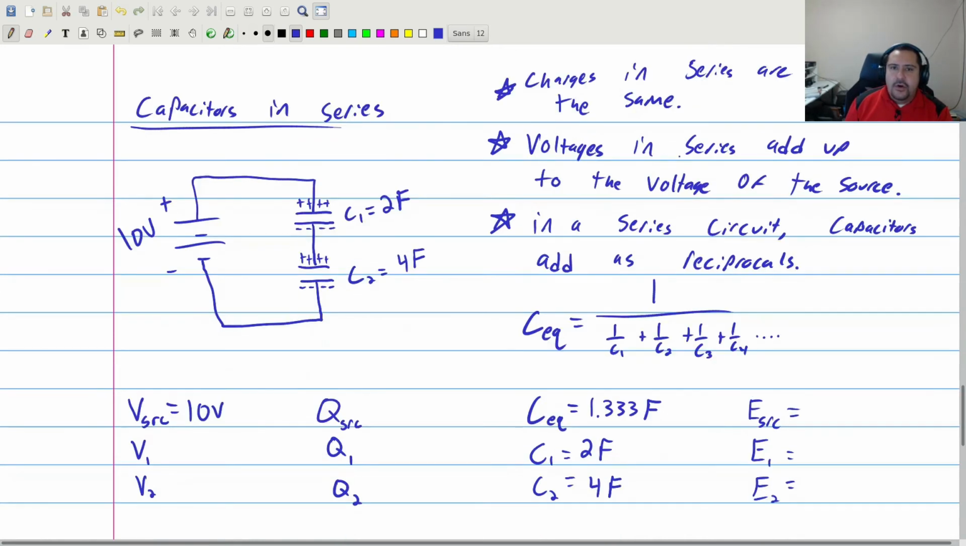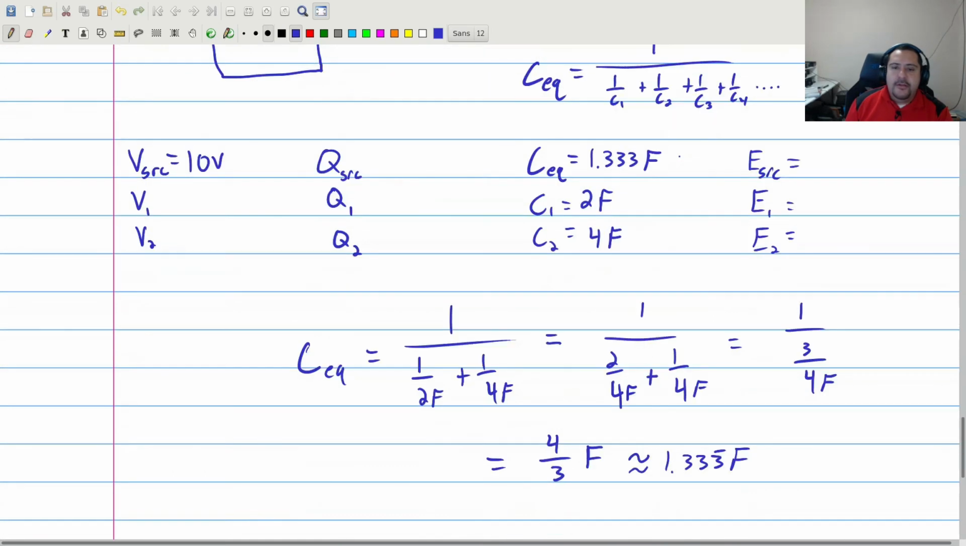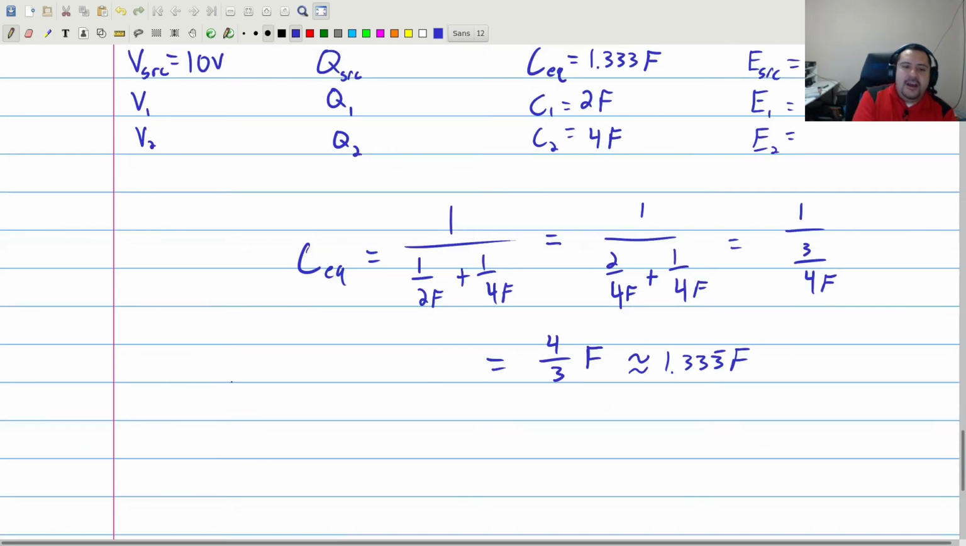Okay, so what is going to be Q of the source? Well, let's use CEQ to find out. Let's see, C equals Q over V. So Q equals C times V. That's equal to, in this case, CEQ is 1.333 repeating times our voltage of 10 volts. Well, that's going to turn into 13.333 repeating coulombs.